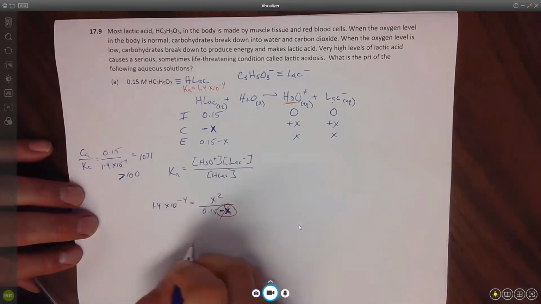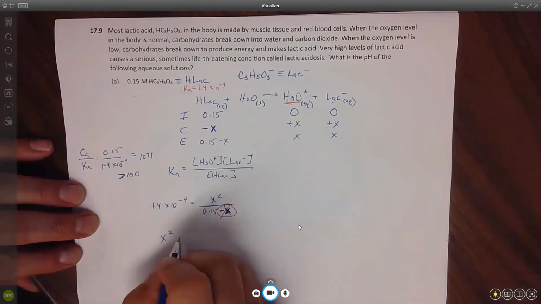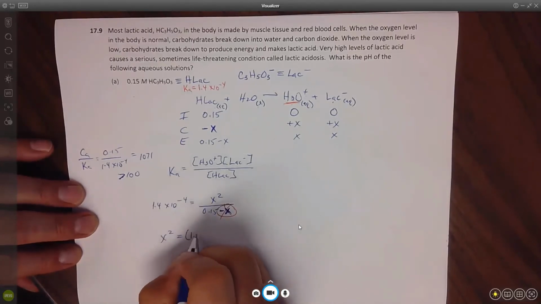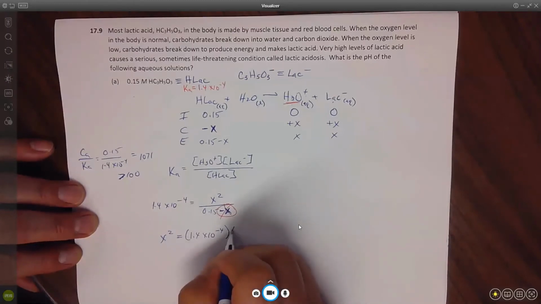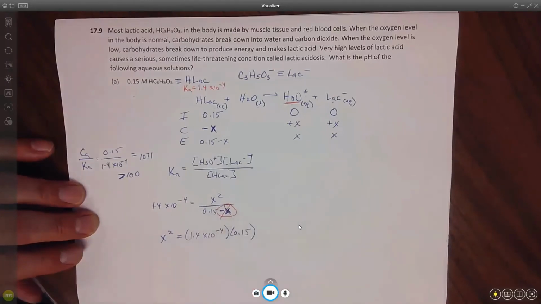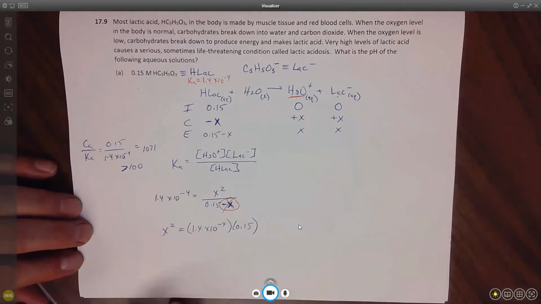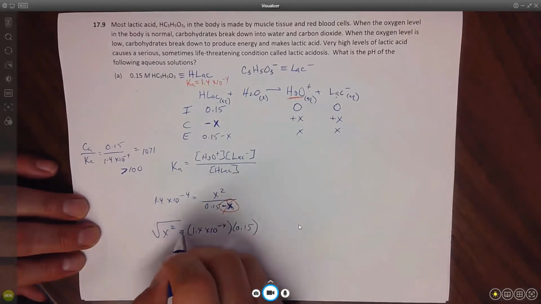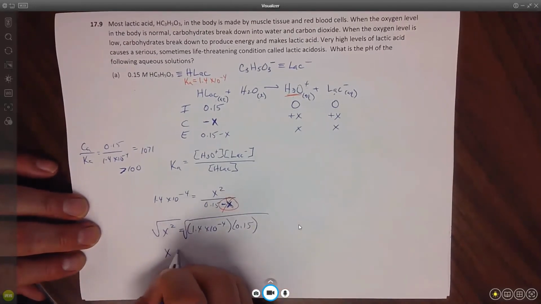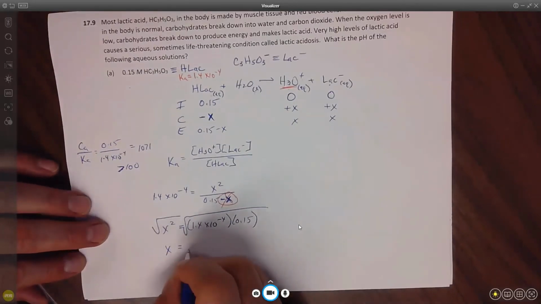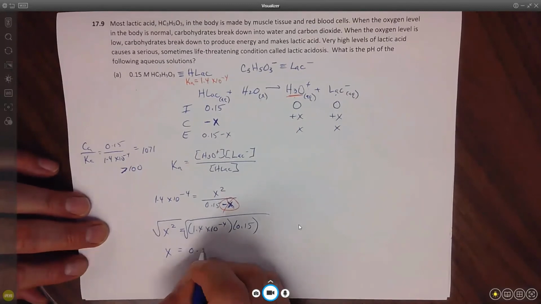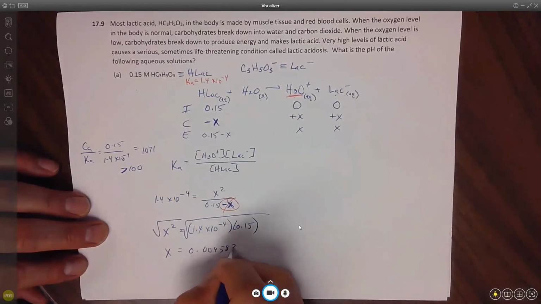Okay? So then just rearranging, we have x squared is equal to 1.4 times 10 to the negative 4, multiply both sides by 0.15. We'll take the square root of both sides to get rid of that x squared and leave us with x. Plug that into our calculator and we get 0.004582 molar, 2 sig figs.